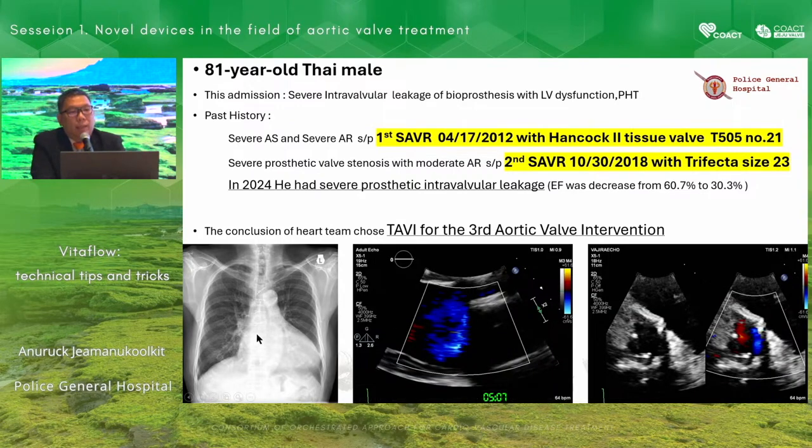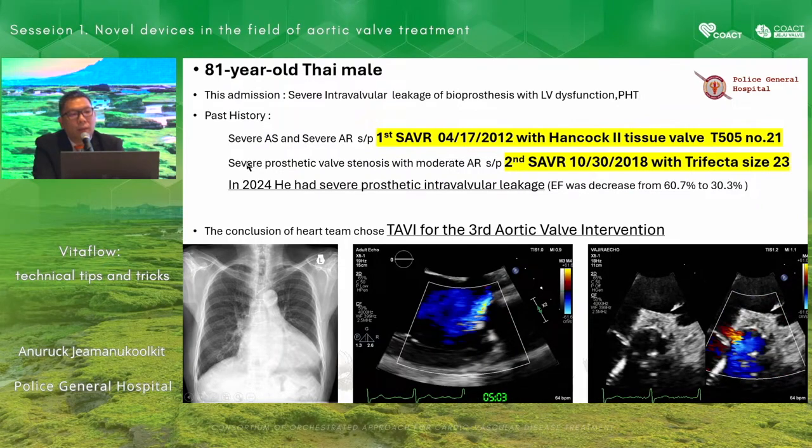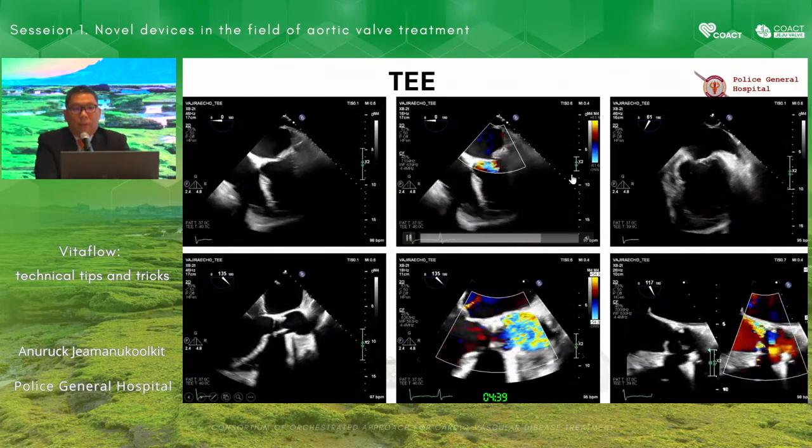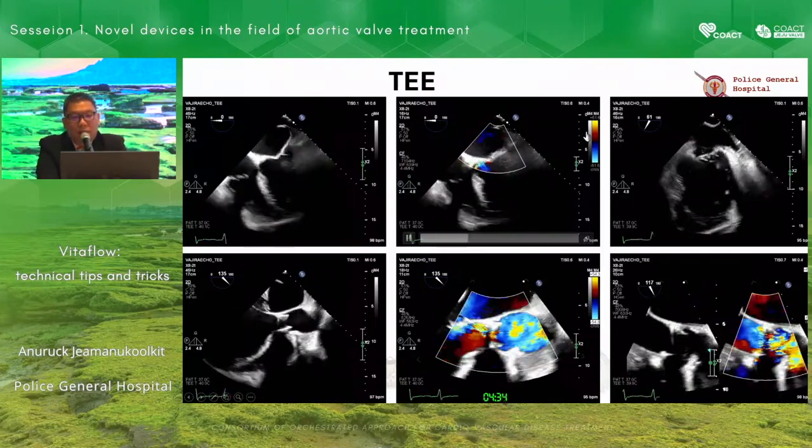The second case is also quite unique because he has AS and AR. He had the first surgery, a St. Jude Saver, in 2012, and after that a Hancock, and had valve degeneration in 2018. And this is the third intervention for the aortic valve because he has Trifecta failure. So the TEE shows that the right coronary cusp has failed.